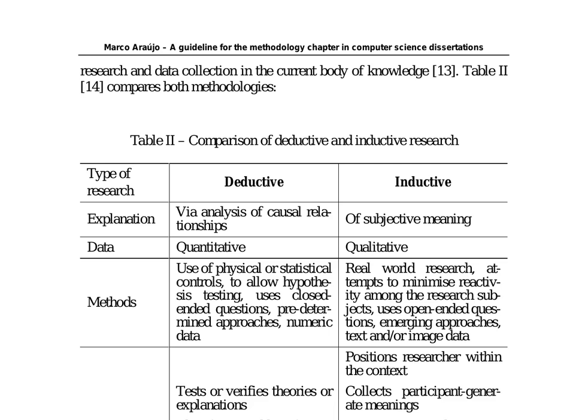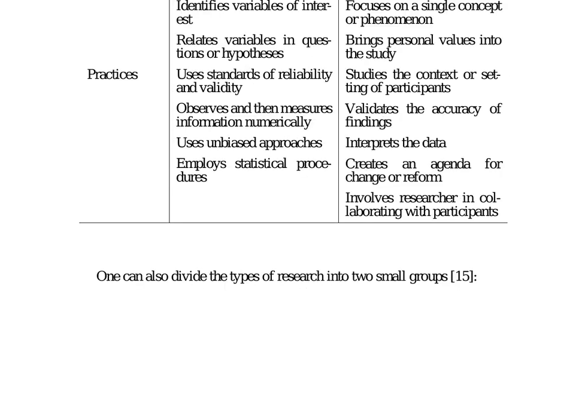A comparison of these two methodologies is presented in Table 2, highlighting their differences in explanation, data, methods, and practices. Deductive research focuses on quantitative data, physical or statistical controls, and hypothesis testing, whereas inductive research emphasizes qualitative data, real-world research, and open-ended questions. The practices of deductive research involve testing or verifying theories, identifying variables, and relating variables, whereas inductive research involves positioning the researcher within the context, collecting participant-generated meanings, and focusing on a single concept or phenomenon.